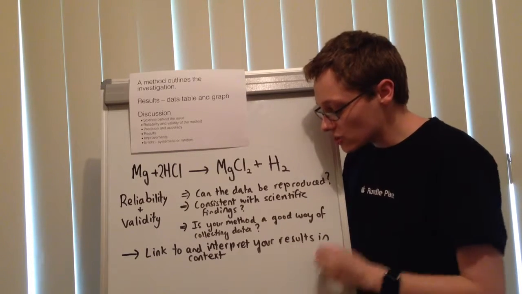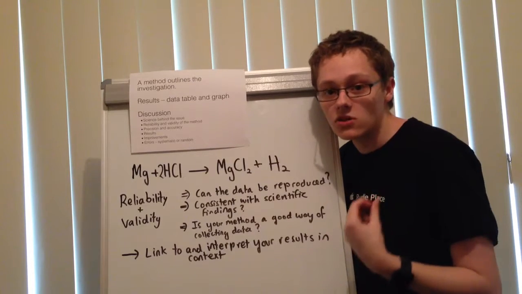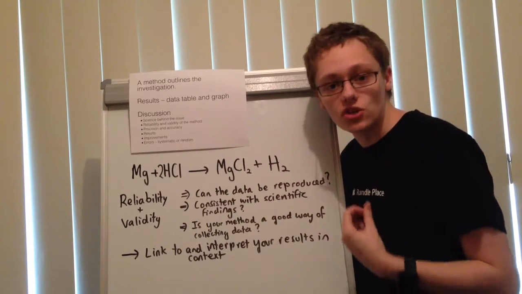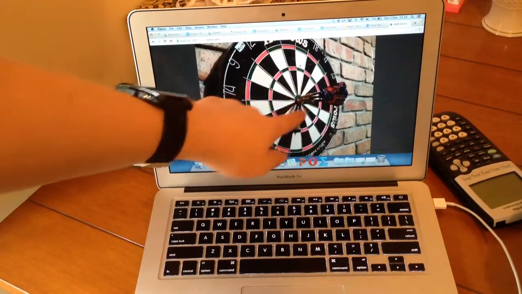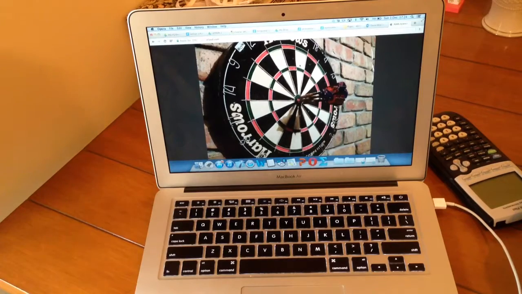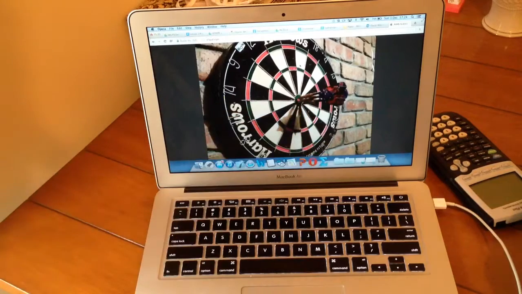Also make sure you link to and interpret what your findings actually mean in context of the original aim or research question. So this brings us on to the idea of precision and accuracy, which is something very important to talk about with your results. So we've got a dartboard here, and we've got quite a few darts, and they're all grouped towards the center. Obviously that's high accuracy because we can see they're all near the center. It's also high precision because all of those darts are all near each other. They're all grouped up close together.